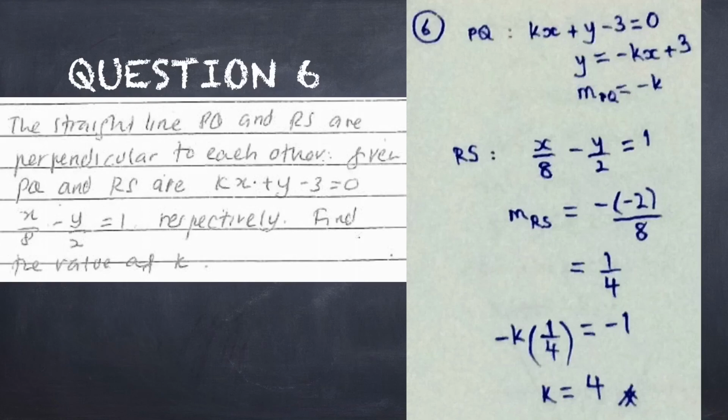Now if you use the formula of perpendicular line gradients, m1 times m2 equals negative 1. You substitute both gradients into the formula, so negative k times 1 over 4 equals negative 1. Cancel the negative, so the k value will be 4.